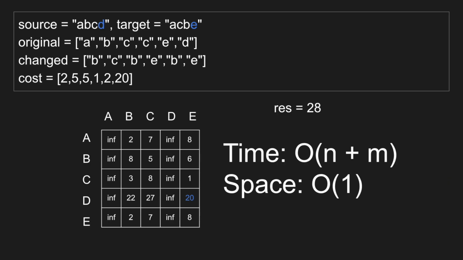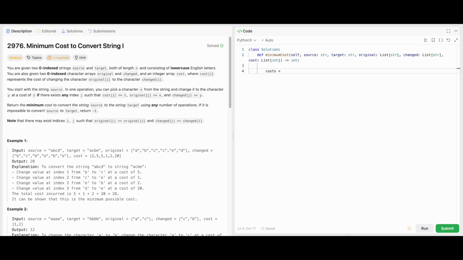So now let's get to the coding part. So first we'll set up the 2D array. So infinity times 26 for i in range 26. And we will now loop through the zip of original, changed and cost. So I'll call it orig, chg and cst in zip original, changed and cost.